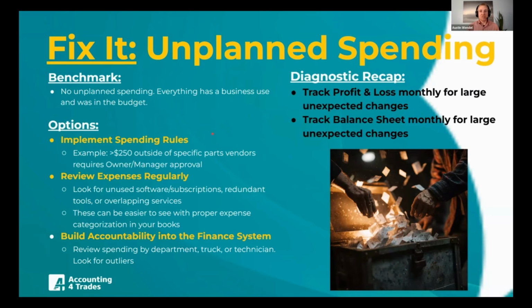And so there's a couple options depending on what your spending situation is. Say it's your employees that are buying business things, but they're not necessarily planned and you're having cash flow issues. You can implement spending rules, whether that's $100, $250, $500. If they're spending that outside of specific parts vendors, make sure you're getting an owner or manager approval. That just gives you an extra step and visibility before the purchase actually happens. Make sure you're reviewing those expenses regularly.